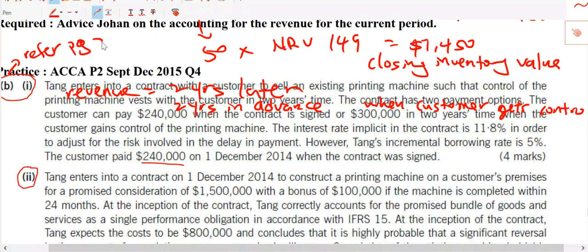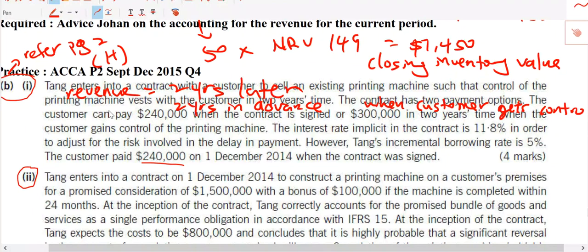Refer page 2, example H. So you can do that after the class. Now I'm going to discuss and give you the answer.